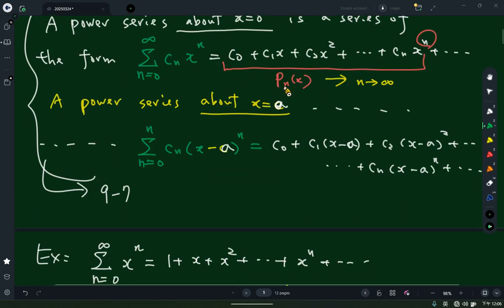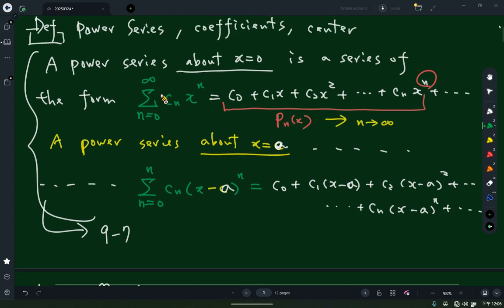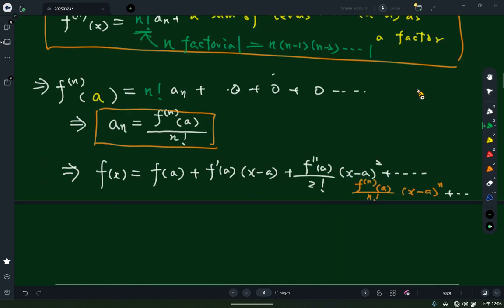This is a Taylor polynomial and it stops at n. This is a power series, this is the Taylor series. In the Taylor series, we will have an infinite number of terms. But for the Taylor polynomial, we just stop here. The maximum term is the term with power n. Okay.